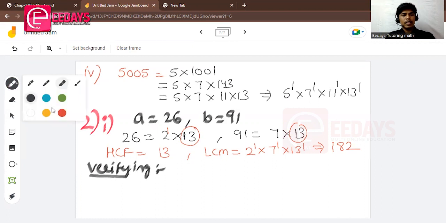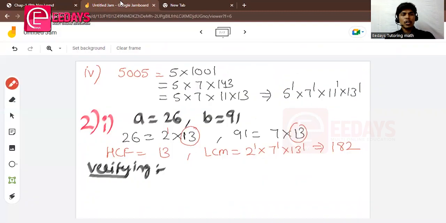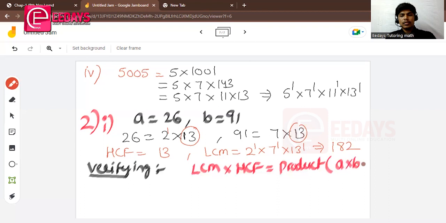How to verify? What is the hint they have given? LCM into HCF is equal to the product of two numbers. I think everyone knows it, right? So LCM into HCF is equal to the product of the two numbers, A into B.